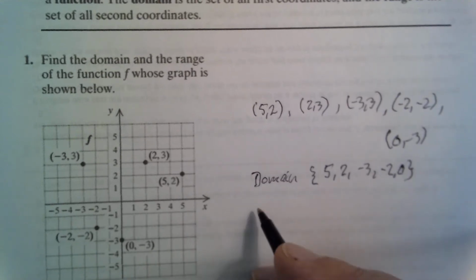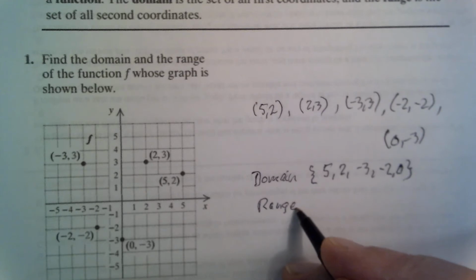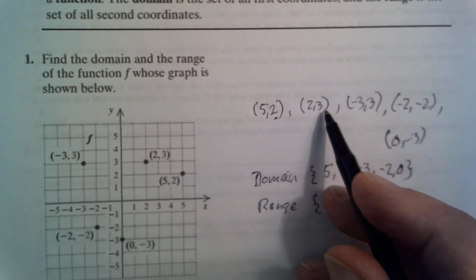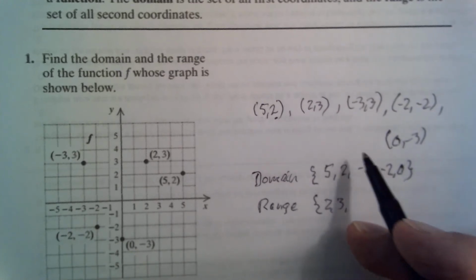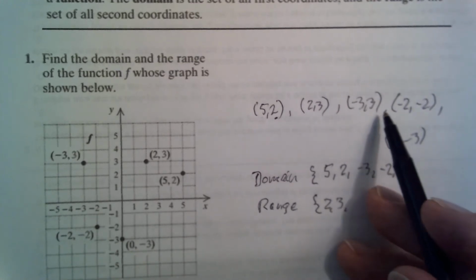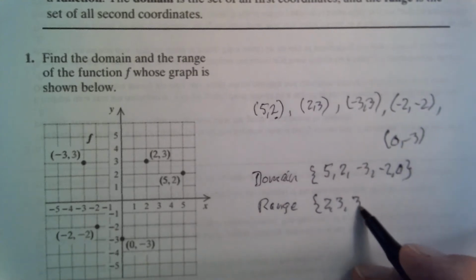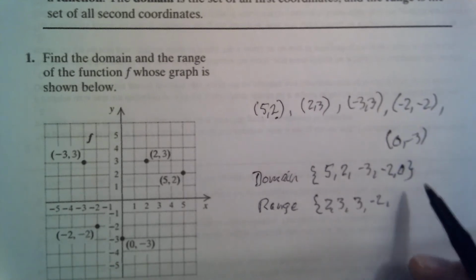And then for the range, we have 2, 3, and -2, and we have -3.